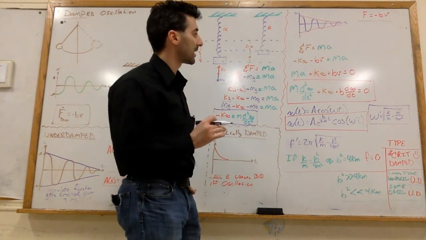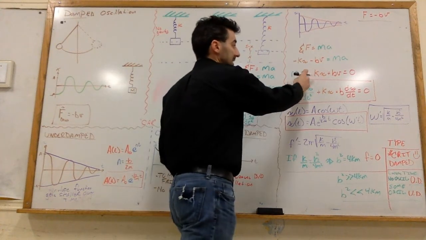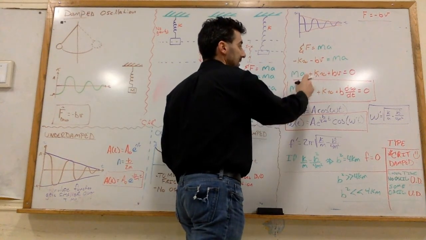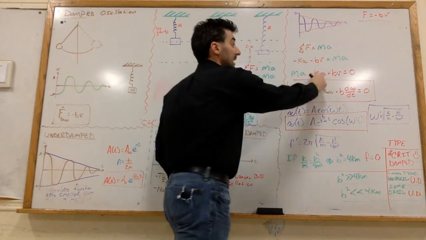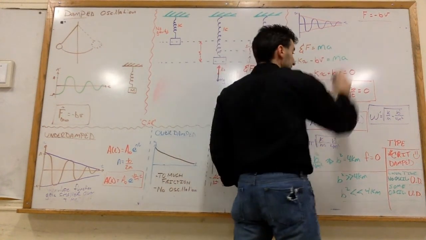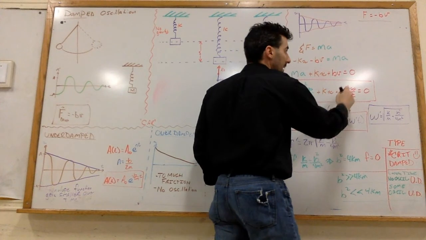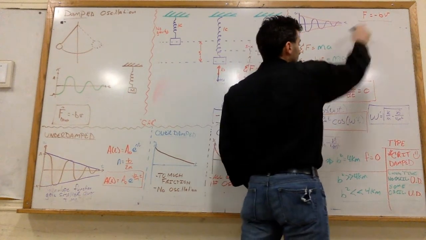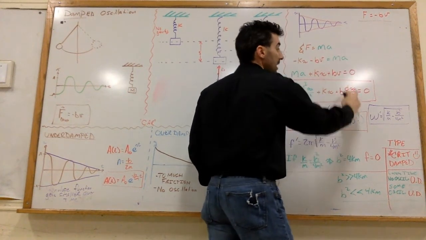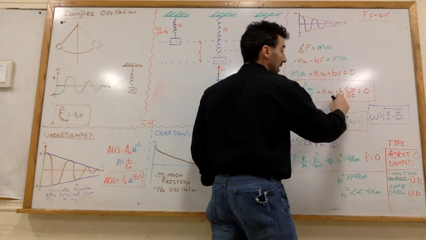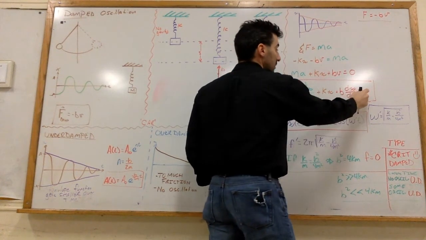Now I'm going to make it look like a little bit of calculus. Change my acceleration into m d squared x over dt squared. Keep my spring force, kx, plus my b times v. I'm sorry, that's the spring force, I apologize. My damping force is my b times my velocity, all that equals 0.